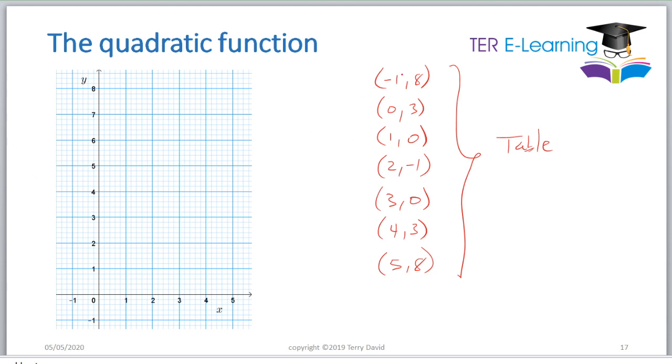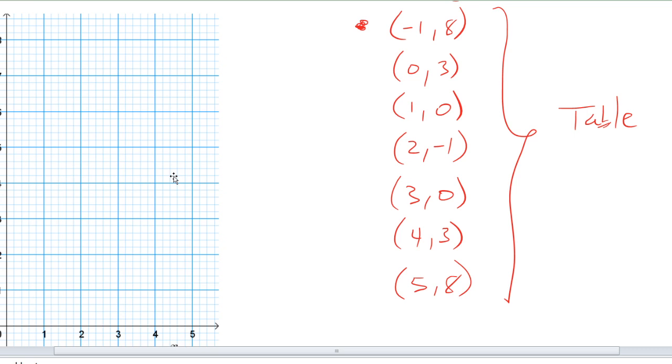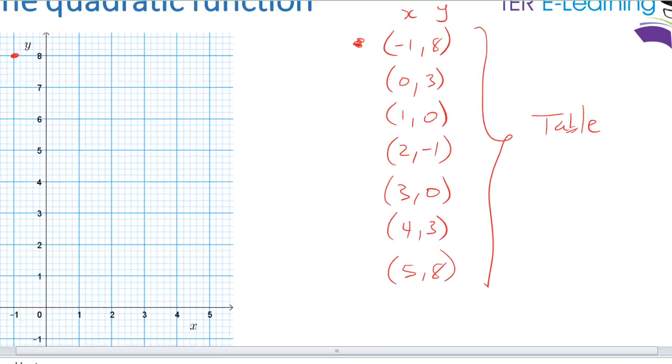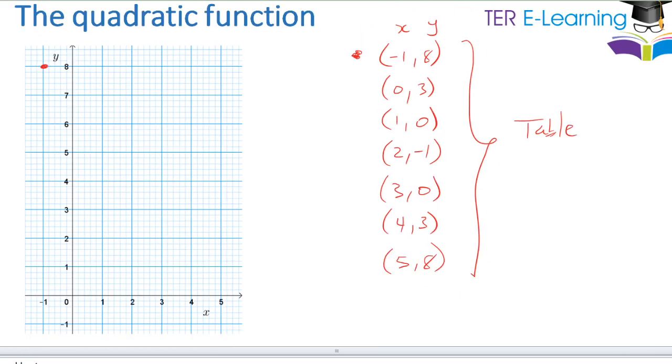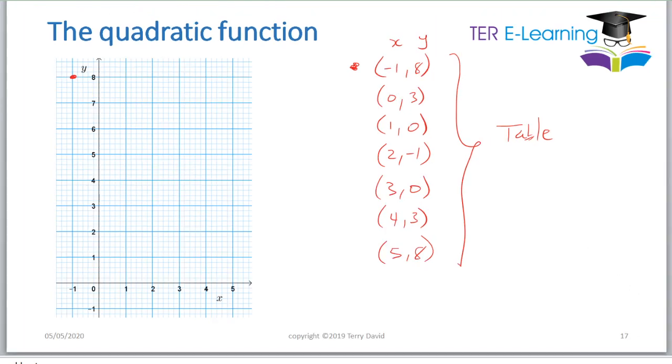So we start plotting each of those points. The first one is minus 1, 8. So I'm going to go to my graph and plot the point minus 1, 8. Remember, the first value represents my x value and my second value represents my y value. So on my x-axis, I'm going to read off minus 1 and go up to 8. So this point here is my first point.